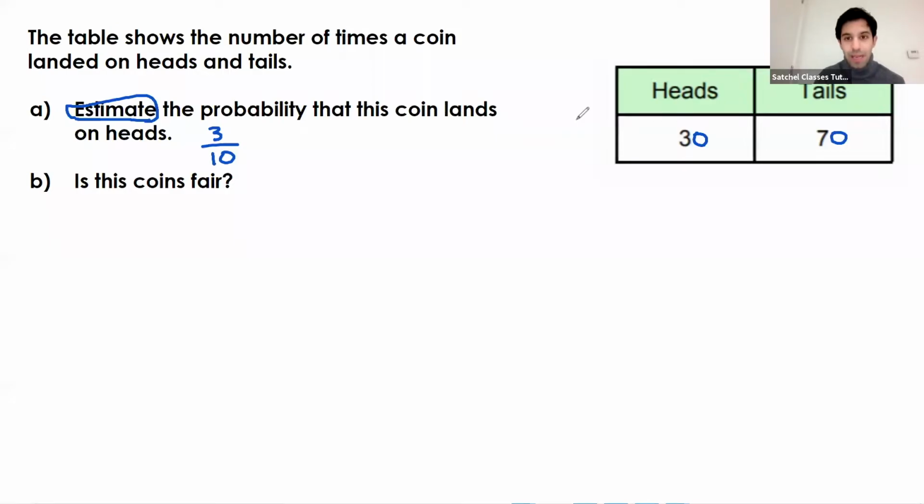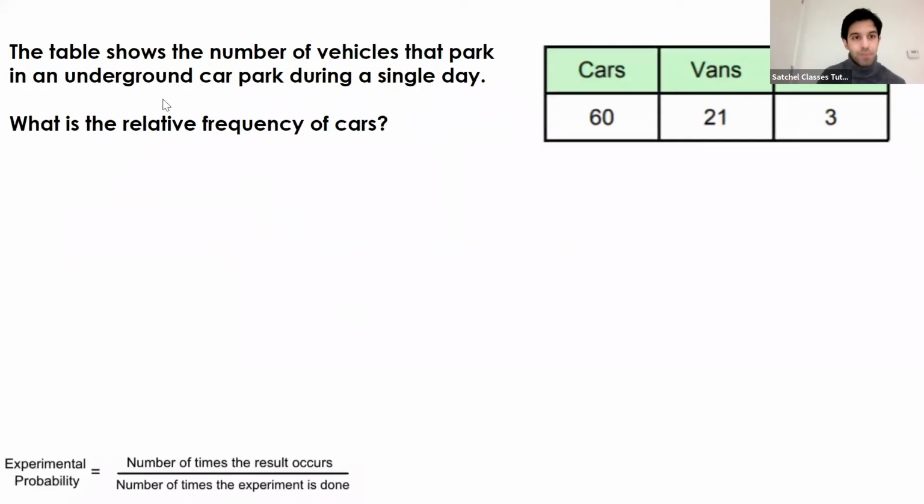All right, so let's move on to another problem. Here it says the table shows the number of vehicles that park in an underground car park during a single day. What is the relative frequency of cars? So relative frequency, again, just means the experimental probability. Now again, experimental probability is the number of times a result occurs over the number of times the experiment has been done.